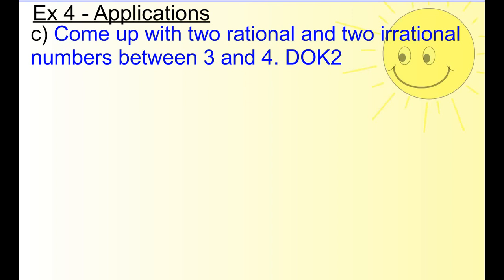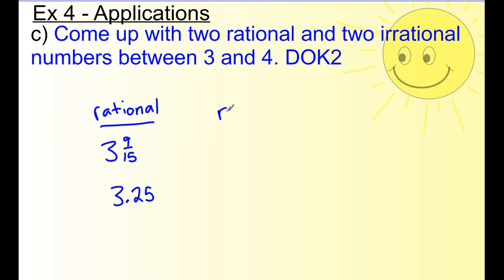Okay, so let's see what numbers you came up with. For my rational numbers, I came up with things like 9/15 and 3.25. So I have one fraction, one decimal. They're both rational numbers. They're both between 3 and 4.